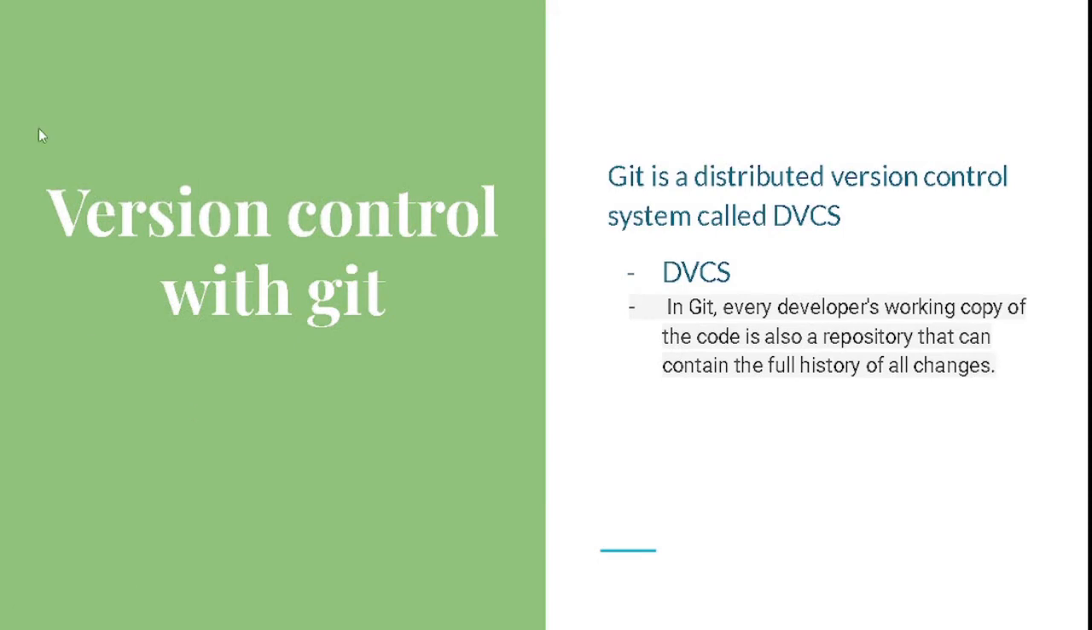In the second slide, I have written what Git is: a distributed version control system, called DVCS. What is a distributed version control system? What is DVCS? Every developer's working copy of the code is also a repository that can contain the full history of all changes. There are two kinds: one is the central or centralized version control system, and the other is the distributed version control system. Git is a tool that belongs to the distributed version control system.